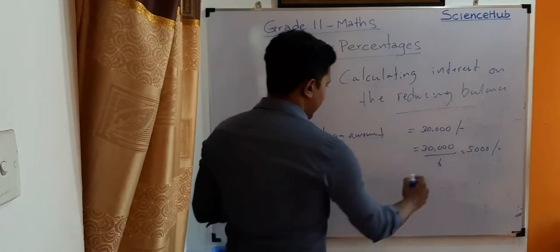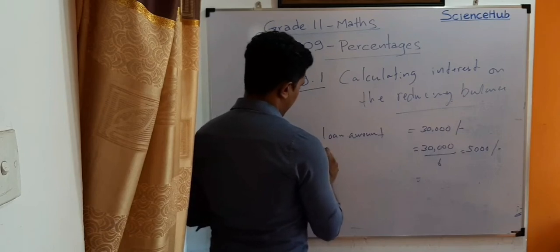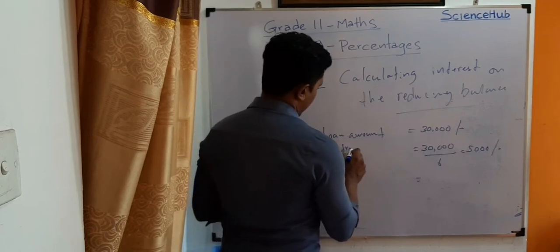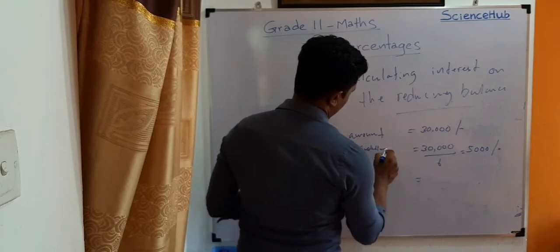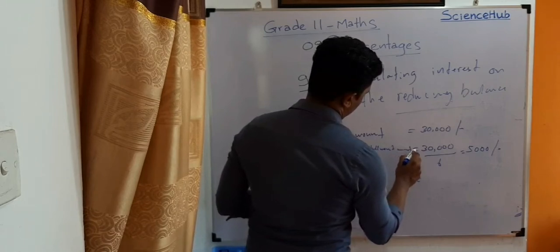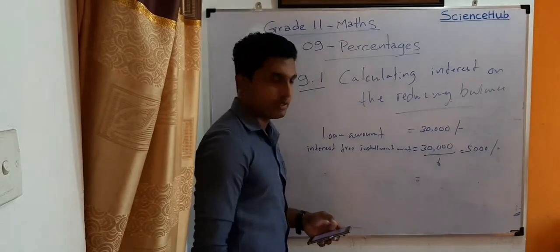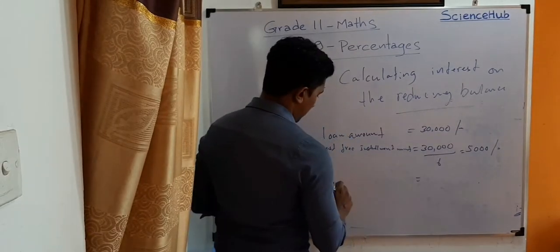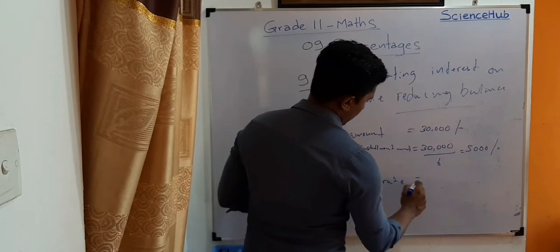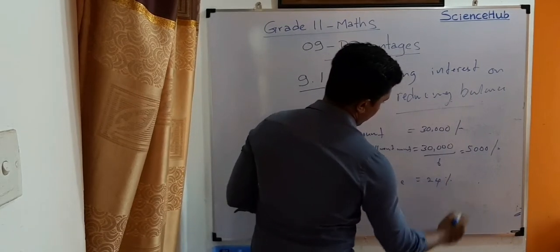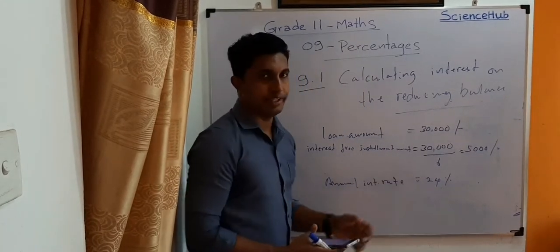Okay, then what is the interest rate? The interest free installment amount is equal to 5,000 rupees, and the annual interest rate is 24%.